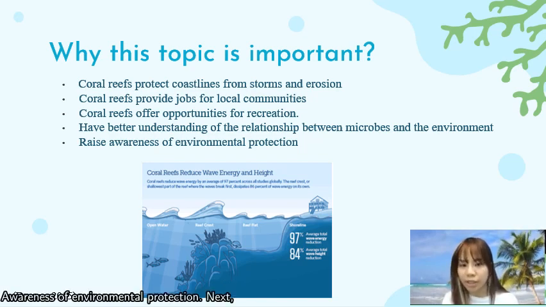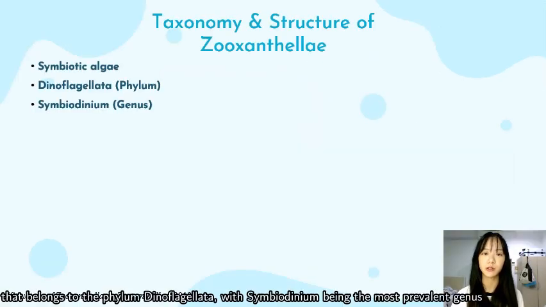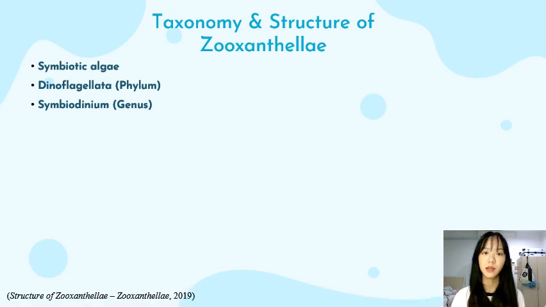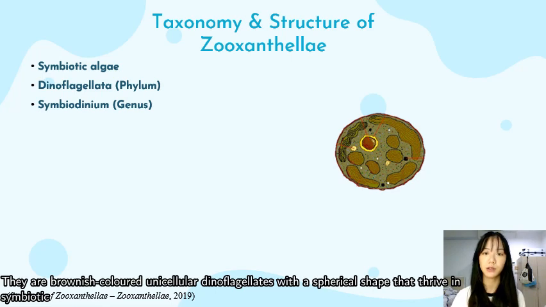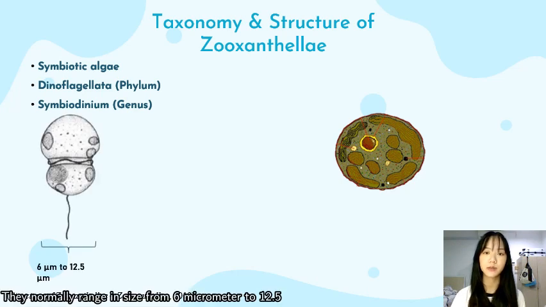of environmental protection. Next. Zooxanthellae is a symbiotic algae that belongs to the phylum Dinoflagellata, with Symbiodinium being the most prevalent genus. They are brownish-colored unicellular dinoflagellates with a spherical shape that thrive in symbiotic relationship with corals. They normally range in size from 6 micrometers to 12.5 micrometers.